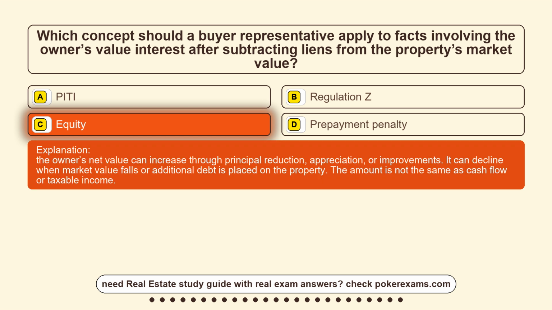The owner's net value can increase through principal reduction, appreciation, or improvements. It can decline when market value falls or additional debt is placed on the property. The amount is not the same as cash flow or taxable income.